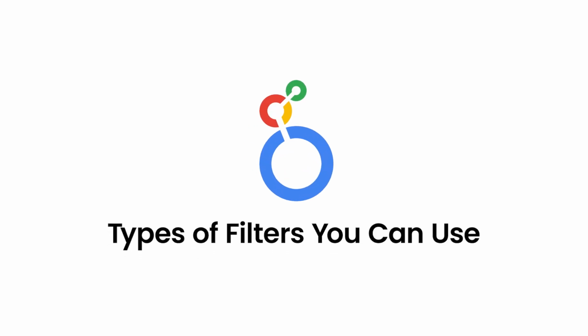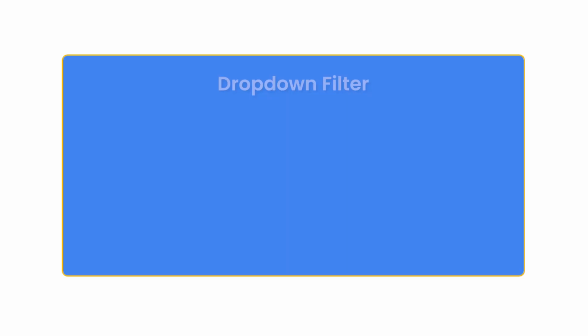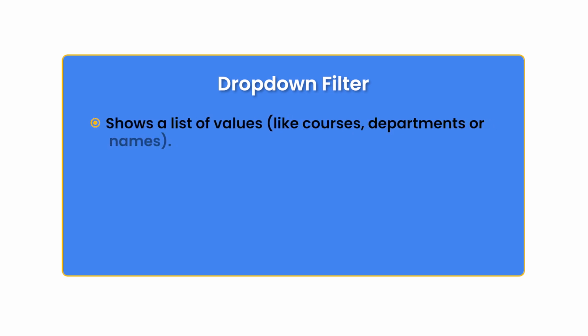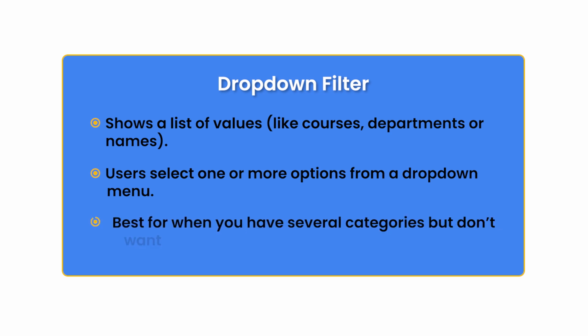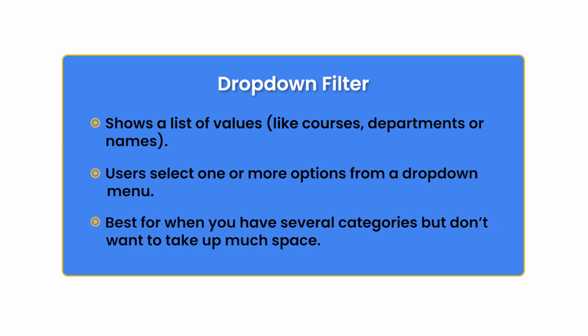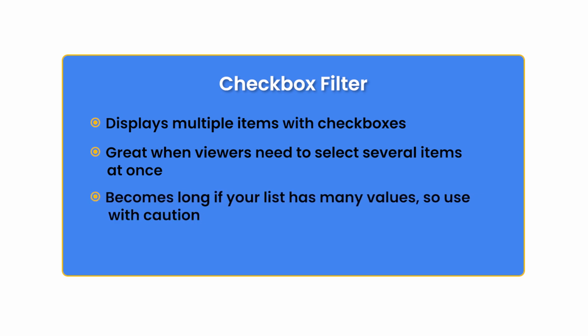Types of filters you can use. Looker Studio gives you several filter control types. Let's look at the most common ones. Drop-down filter shows a list of values like courses, departments, or names. Users select one or more options from a drop-down menu. Best for when you have several categories but don't want to take up much space. Checkbox filter displays multiple items with checkboxes. Great when viewers need to select several items at once. Becomes long if your list has many values, so use with caution.